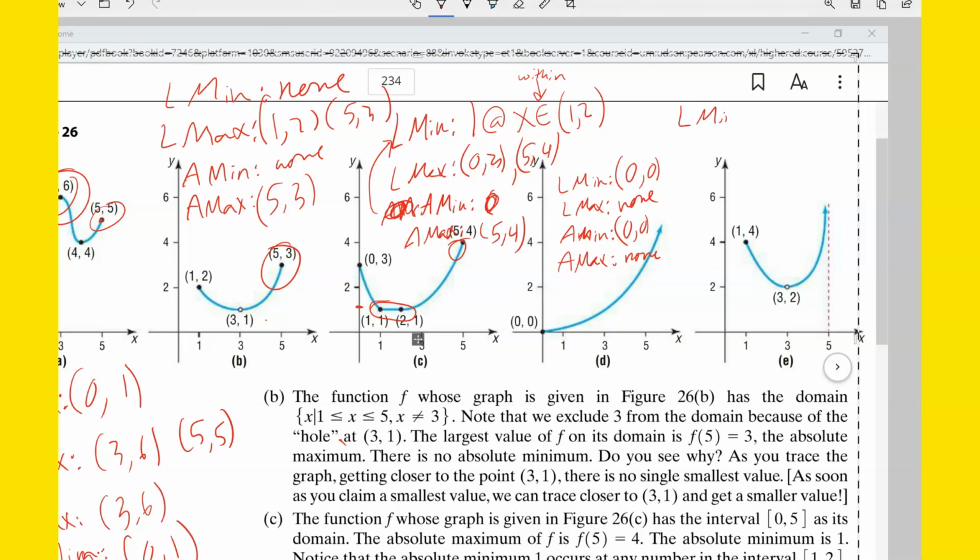Okay, part E. Local minimum. We don't have a local minimum, none. Local maximum at (1, 4), but nowhere else. Absolute minimum is none. Absolute maximum is also none, because it goes up forever on that part.